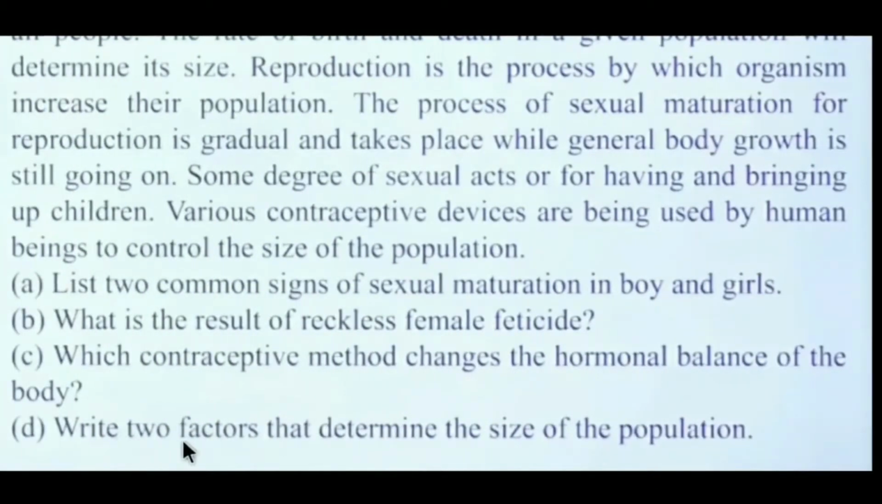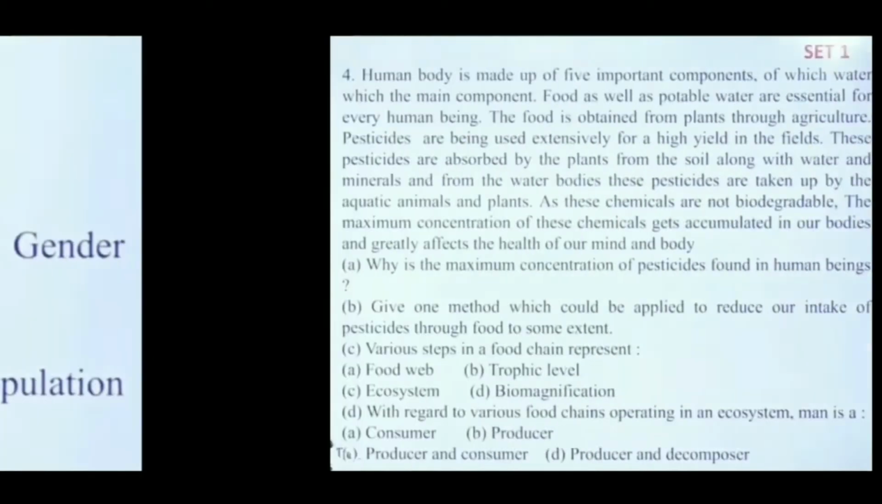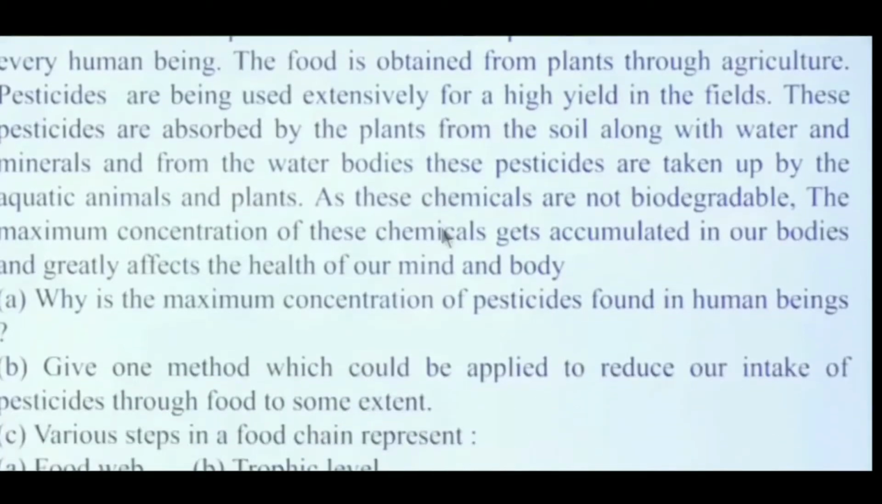Fourth one is, write 2 factors that determine the size of the population. Answer is the rate of birth and death in a given population determines the size of a population. So this fourth type of question. Now here also gives one paragraph and you have to find out the questions on the basis of this paragraph.